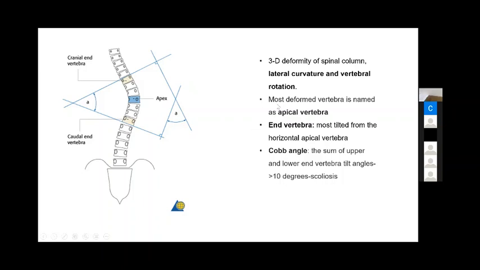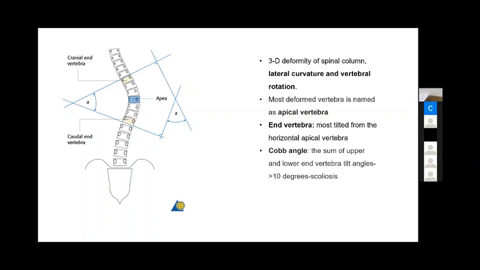So the important thing to look at is the apical vertebra. The apical vertebra is the most rotated vertebra, so our most deformed vertebra. The end vertebra is the one that is most tilted. So if you take the apical vertebra, the end vertebrae are most tilted away from it. You take the upper border of the top vertebra and the lower border of the bottom vertebra and draw a line; that is called the Cobb angle. Anything more than 10 degrees is called scoliosis.